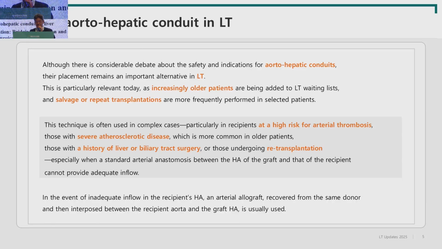This technique is often used in complex cases, particularly in recipients at a high risk for arterial thrombosis, those with severe thrombotic disease, those with a history of liver or biliary tract surgery, or those undergoing transplantation, especially when a standard arterial anastomosis between the hepatic artery of the graft and that of the recipient cannot provide adequate inflow. In the event of inadequate inflow in the recipient's hepatic artery, an arterial allograft recovered from the same donor and then interposed between the recipient aorta and the graft hepatic artery is usually used.